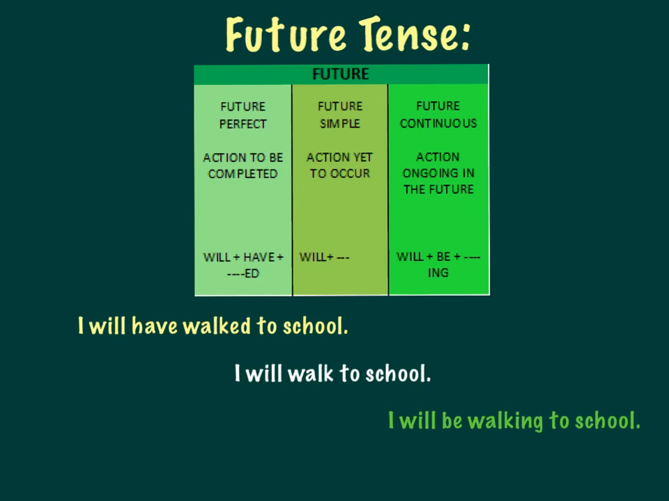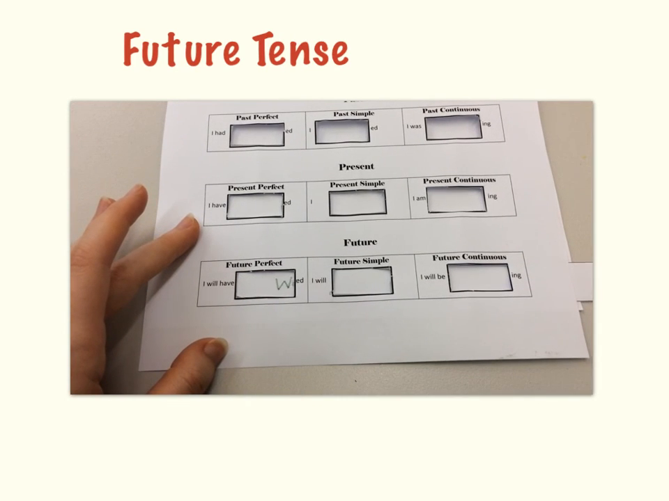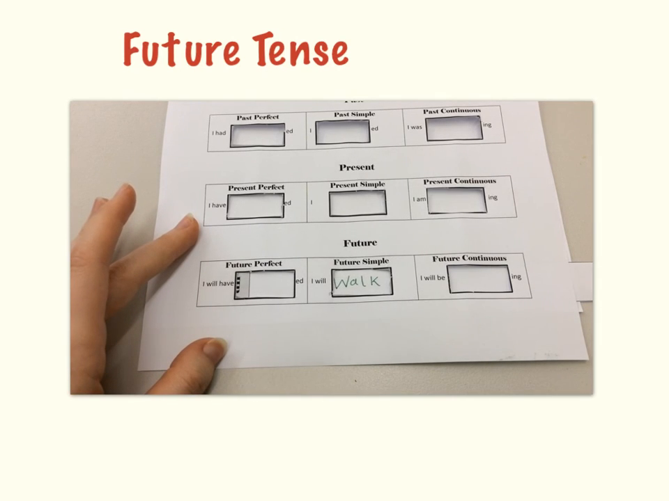Our example, I will walk to school. And finally, our future continuous, which shows that the action will be ongoing in the future, we have I will be walking to school. Again, we're able to see that we've used be and the ing ending. A reminder for future tense, we've used will for all 3 sentences. Putting that all together now, we have future perfect with I will have walked. We have future simple, I will walk. And future continuous, I will be walking.